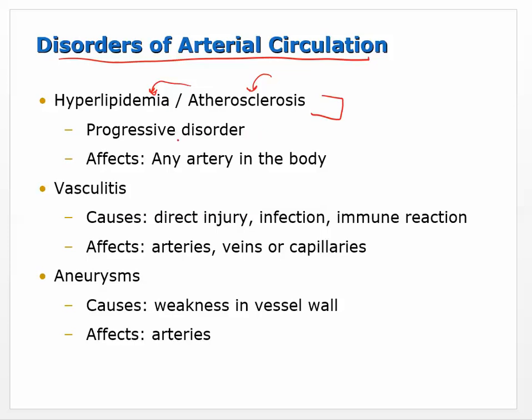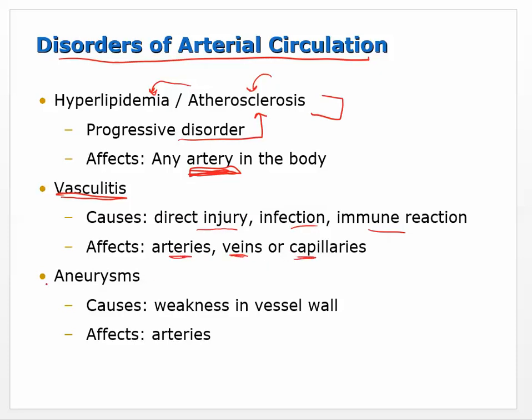It's a progressive disorder, especially when we're talking about atherosclerosis, and it can affect any artery in the body. Okay, so that's where we're concerned about it. It affects the arteries. And then we're going to mention a couple of pathologies associated with vasculitis, which causes direct injury of the vessel. Okay, infection, immune reaction, and it affects arteries. It can also affect veins and even capillaries.